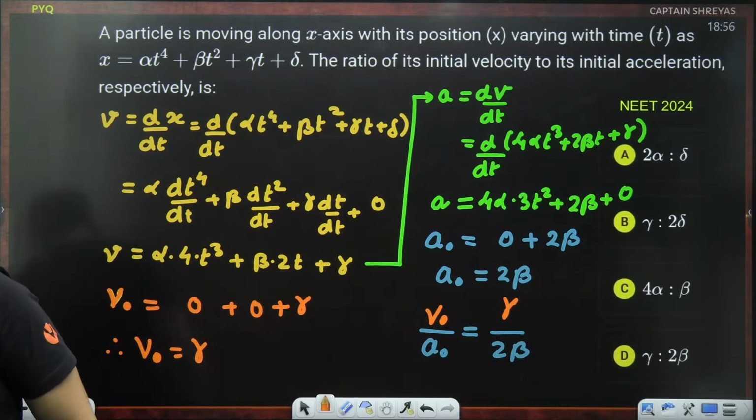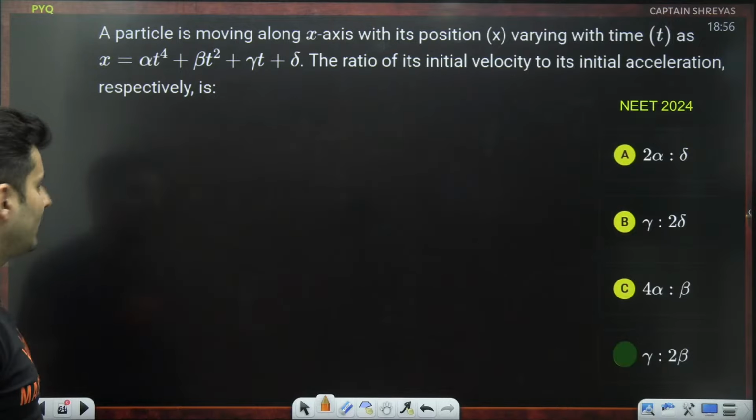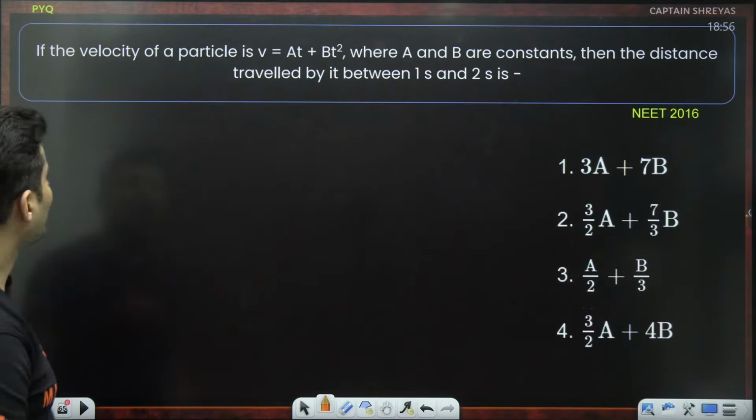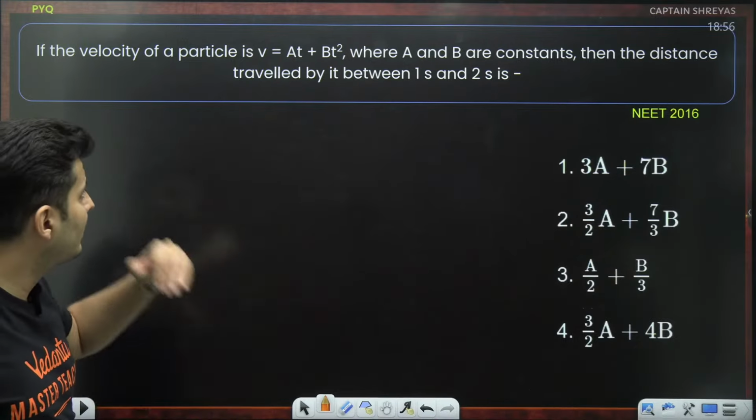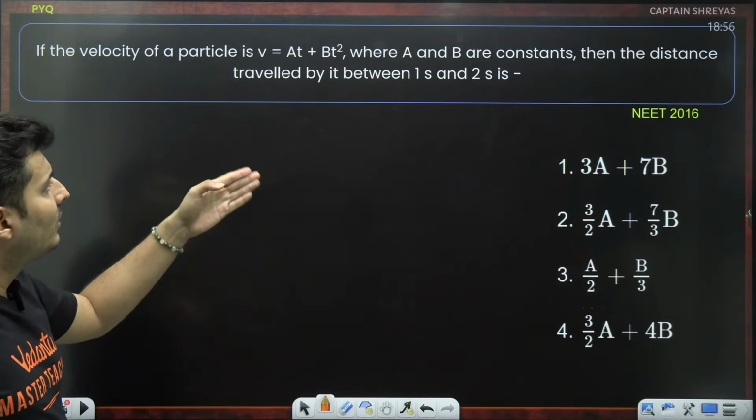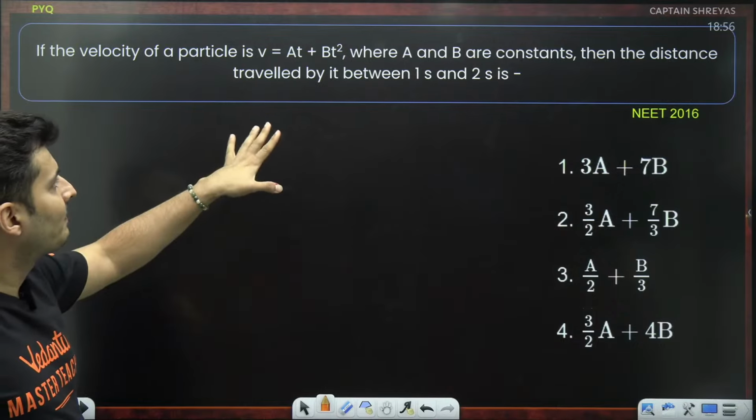Let's move ahead to the next question coming up on your screen. The velocity of a particle is given to be this, where a and b are constants, then find the distance traveled by it between 1 second and 2 seconds.